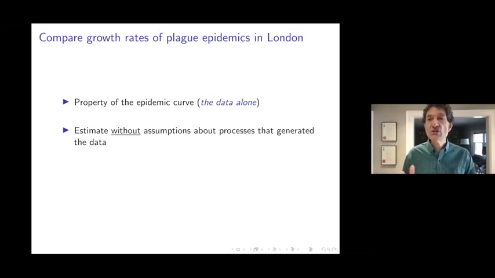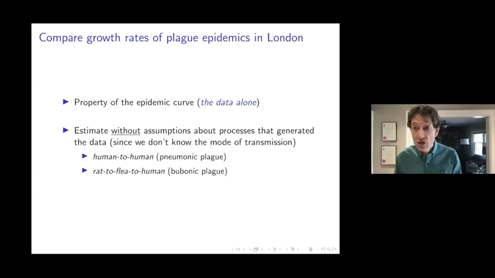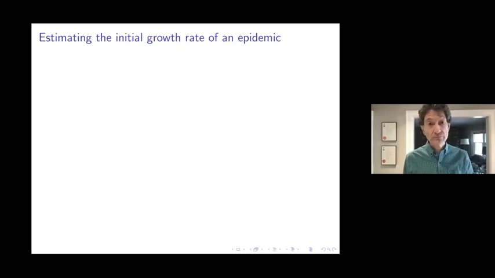We don't want to assume anything about the mode of transmission for plague when we look at these data, because we don't know if we're looking at epidemics of pneumonic plague, which is caused from human to human transmission of the pathogen Yersinia pestis, or whether it's bubonic plague, which arises from rats being infected and there being spillover to humans. And the way that you model those are different. We can, though, just from the data, compare the rates of growth. So let's see what we can learn from that. Did 1 century give rise to faster epidemics than the other?